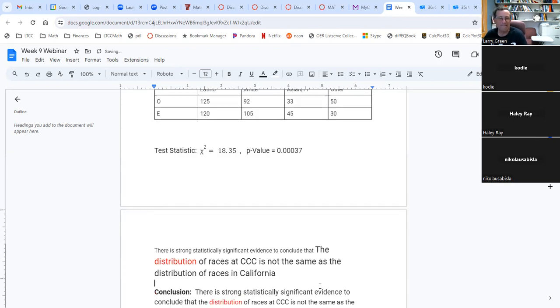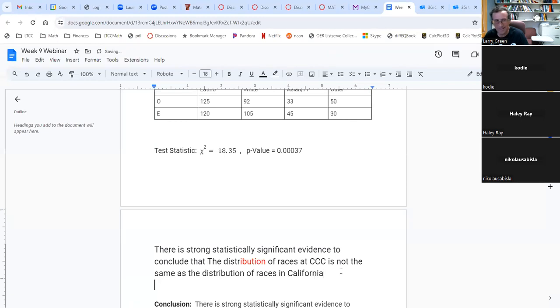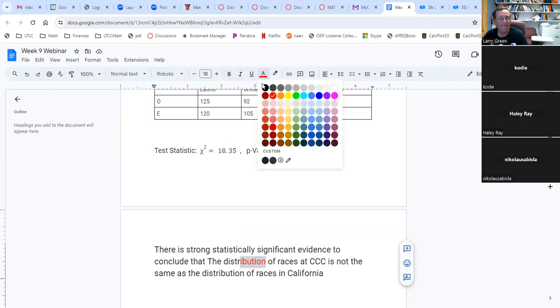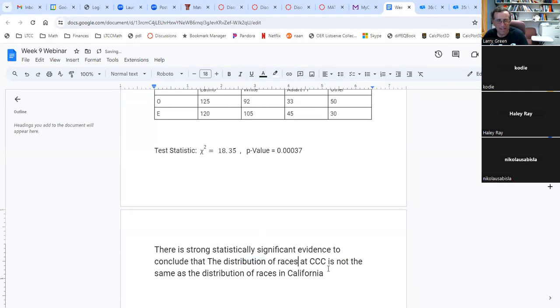Maybe I'll even do this to make it pretty. There we go. There is strong statistically significant evidence to conclude that the distribution of races at California Community College is not the same as the distribution of races in California. Any questions at all on the conclusion?